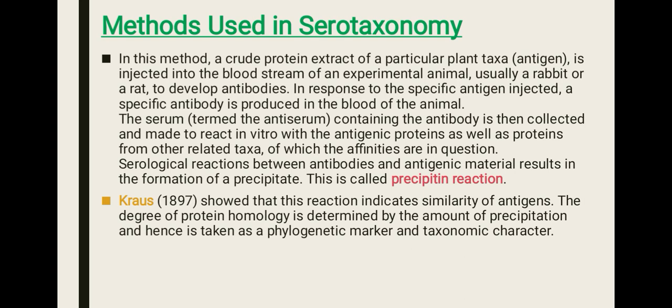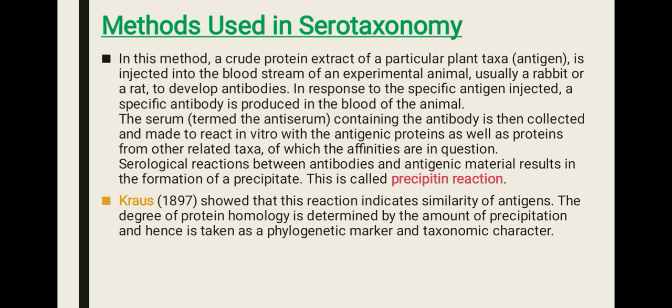In response to the specific antigen injected, a specific antibody is produced in the blood of the animal. The serum, termed the antiserum, containing the antibody, is then collected and made to react in vitro with the antigenic protein as well as protein from other related taxa of which the affinities are in question. Serological reactions between antibodies and antigenic material result in the formation of a precipitate, which is called the precipitin reaction.